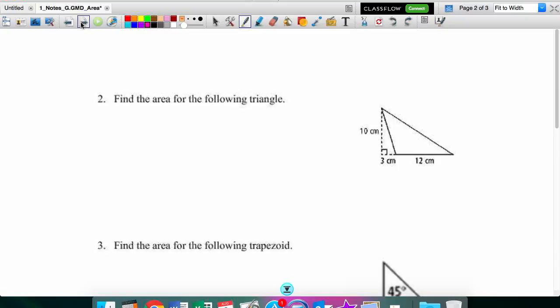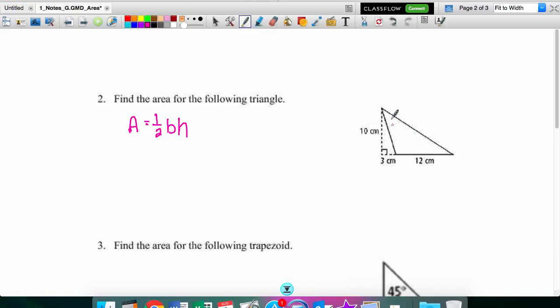Okay, so let's take a look at example 2. Find the area for the following triangle. So the first thing I'm going to do is identify the appropriate formula for this problem. Area for a triangle will be 1/2 base times height. So I need to identify a base and I need to identify a height for this triangle.